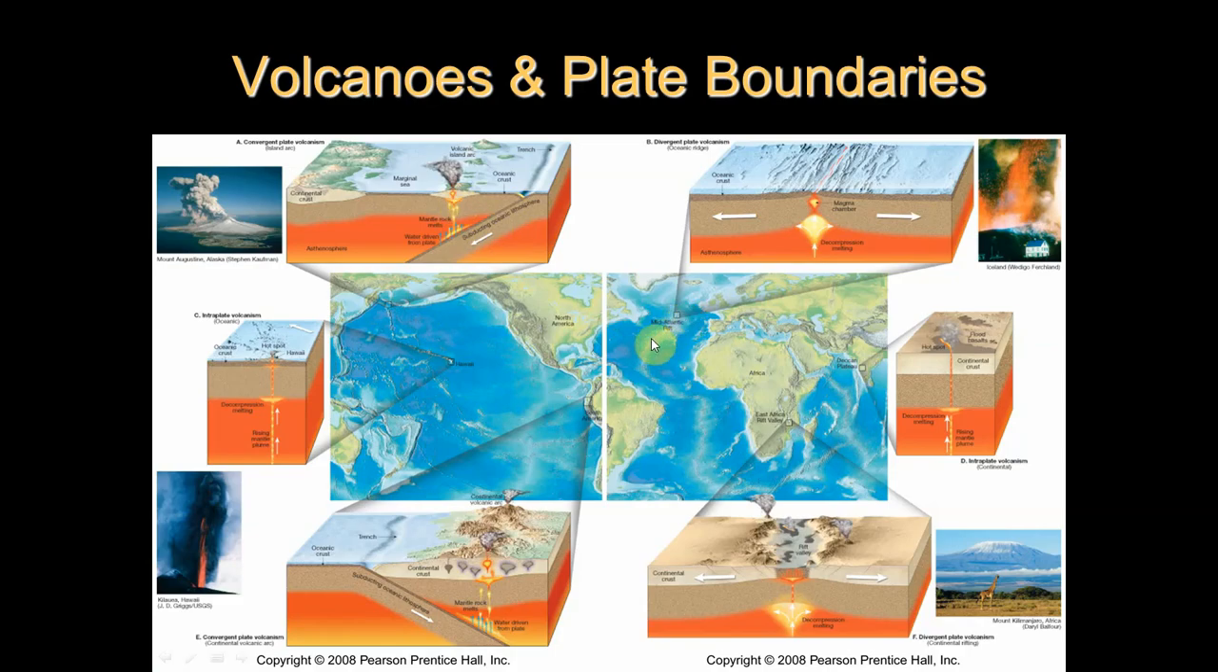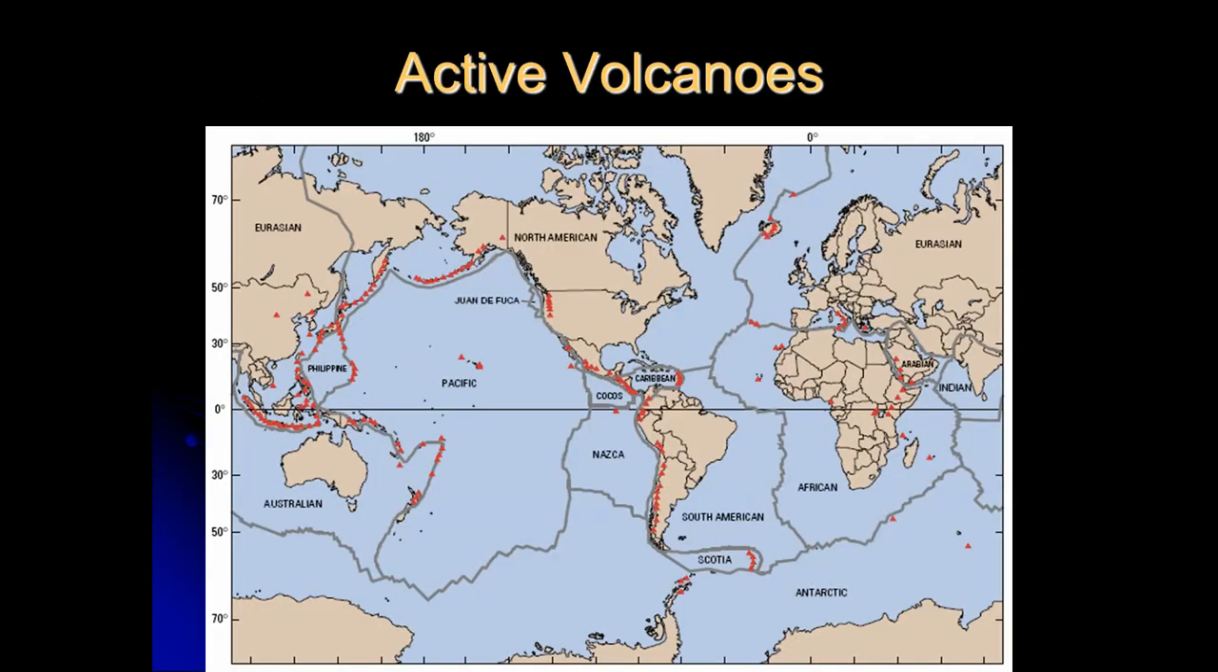Here's our divergent plate boundary in the middle of the Atlantic. This plate moves this way, this plate moves this way. Magma upwells. Once it reaches the Earth's surface, it's then lava, and we create new crustal material. And here's our hotspot. So you have this plume of magma that rises to the Earth's surface, creating the Hawaiian Islands.